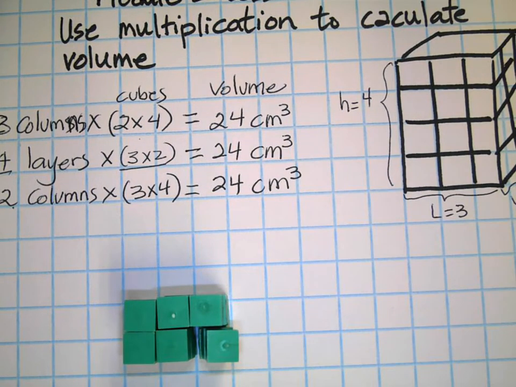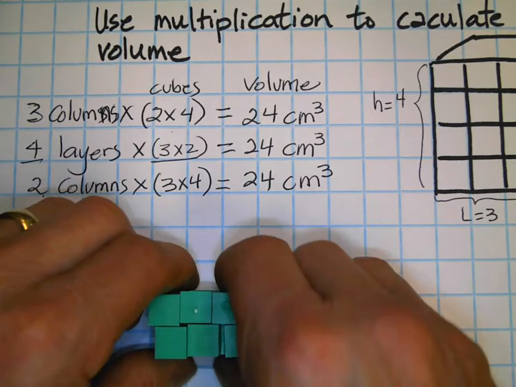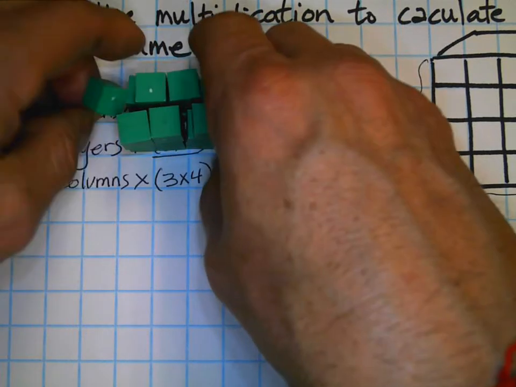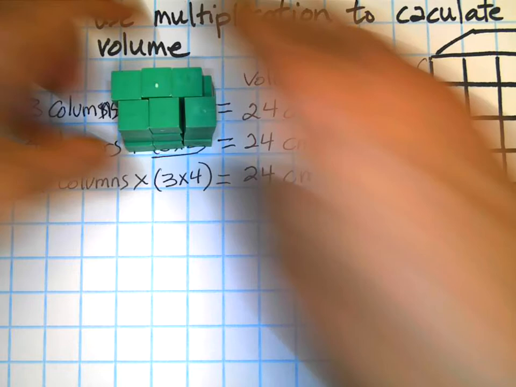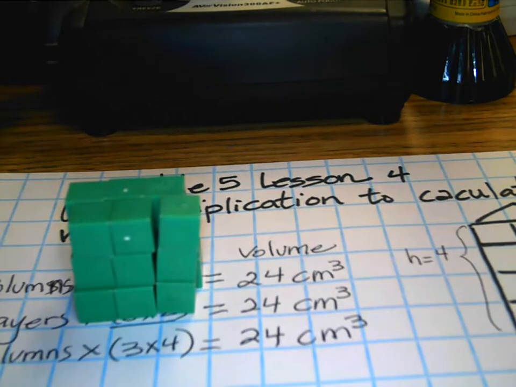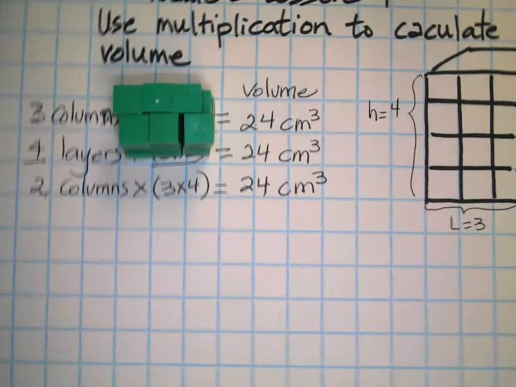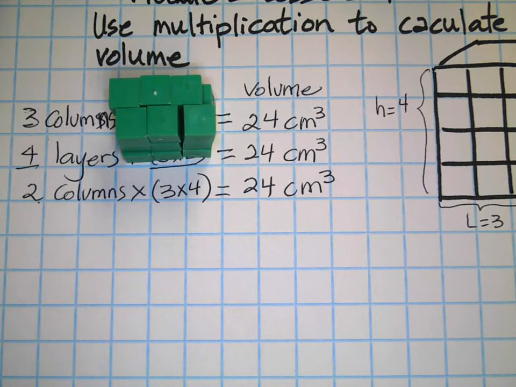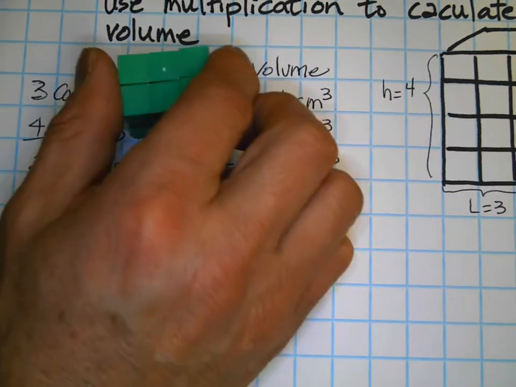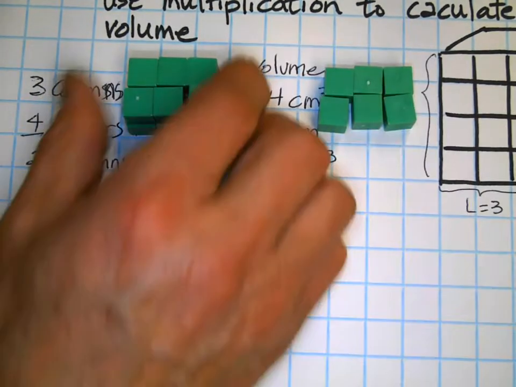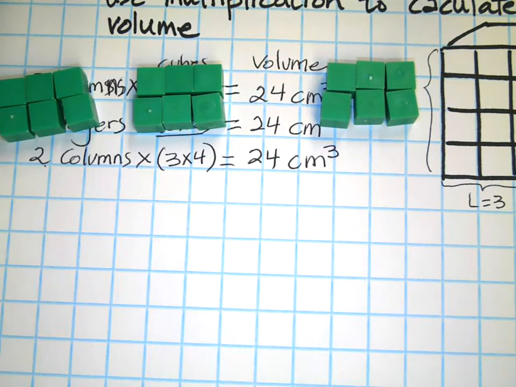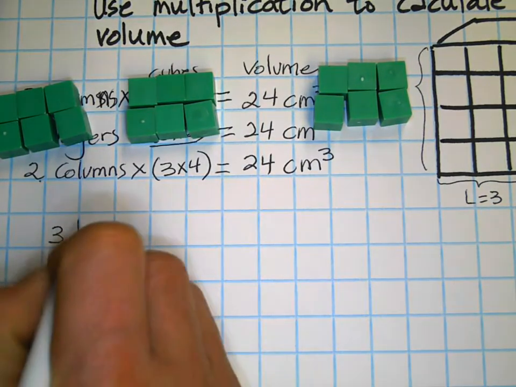Okay, let's do one more and then we're done for today. Let's do the multiplication. Let's do layers first. So let's look at this. As you can see, our shape has 3 layers. All right, so now let's do the mathematics with 3 layers. So we're going to take them apart so you can see the layers. This is layer 1, layer 2, and layer 3.